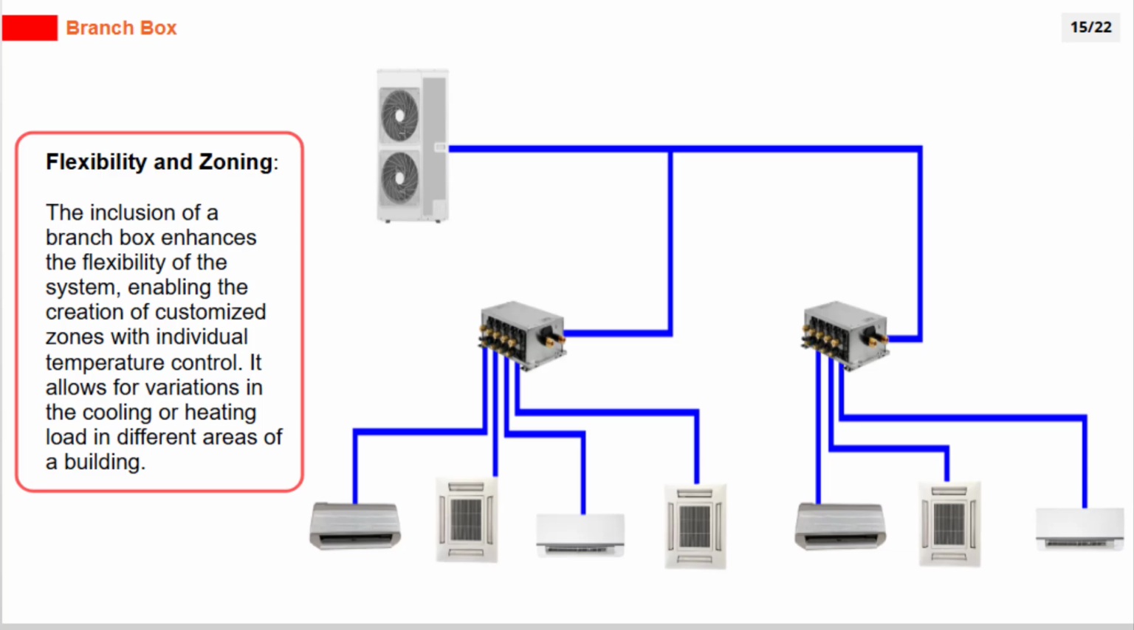Flexibility and zoning. The inclusion of a branch box enhances the flexibility of the system, enabling the creation of customized zones with individual temperature control. It allows for variations in the cooling or heating load in different areas of a building.